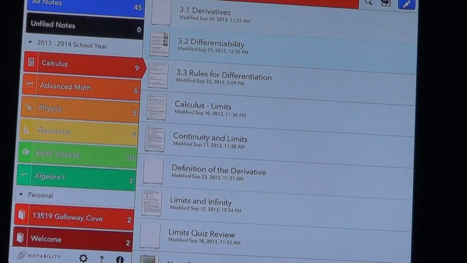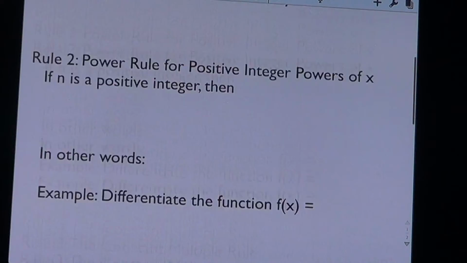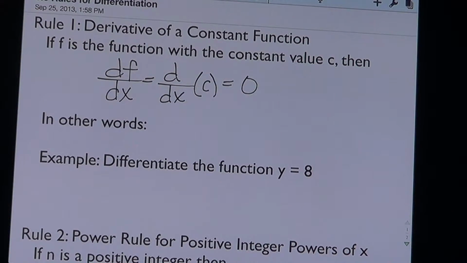So now we get into the fun part. Rules for derivatives. All of the longhand stuff that we've done so far using the definition can be boiled down into rules that we can apply in every case that matches the situation. So the first one is the derivative of a constant function.